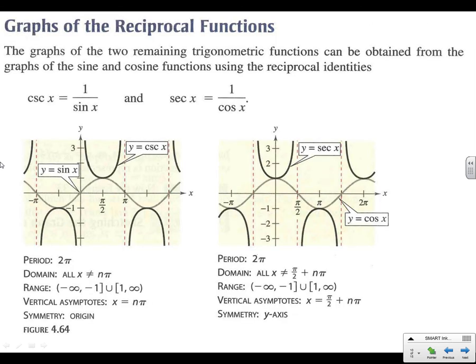All right, so now let's take a look at the last two, cosecant and secant. Since they're the reciprocals of sine and cosine, what you can do is a little sketch. If we're doing cosecant, we can do a light little sketch of sine, and then you'll notice that the graph of cosecant is the graph of sine flipped over.